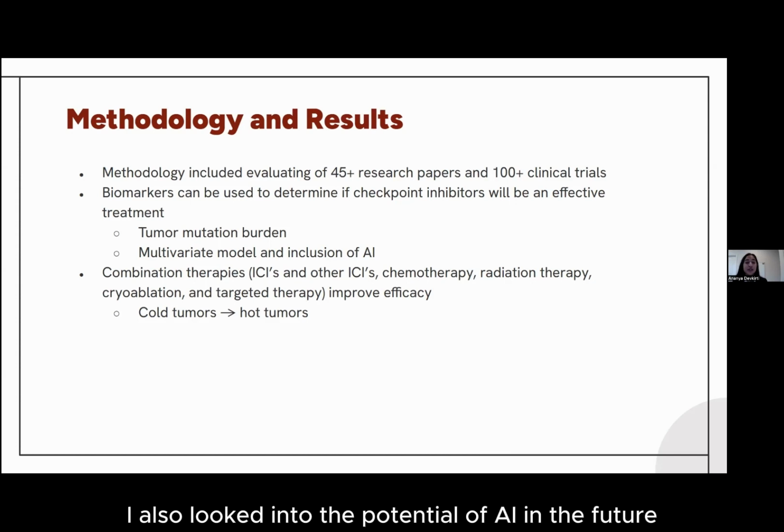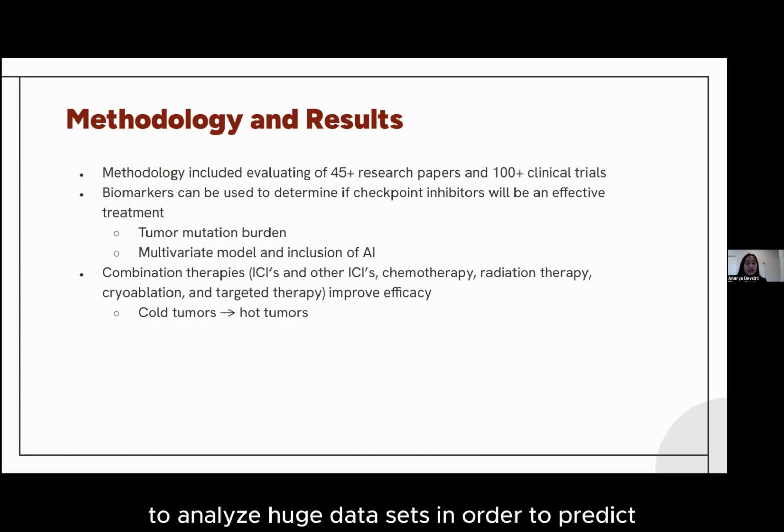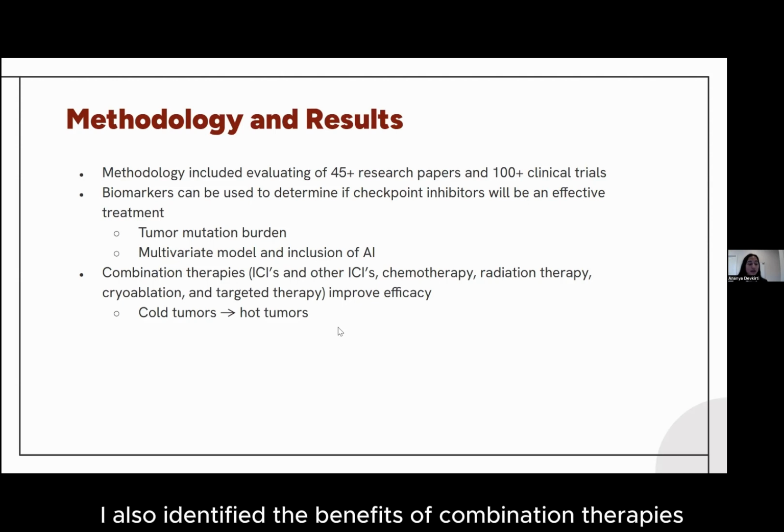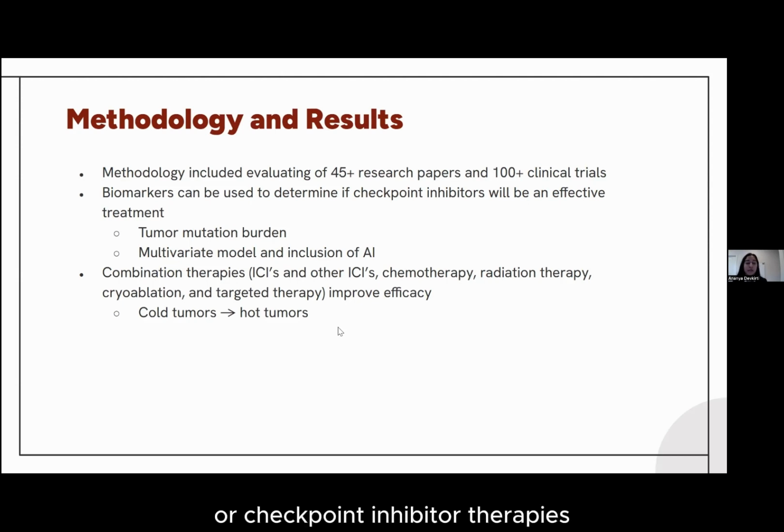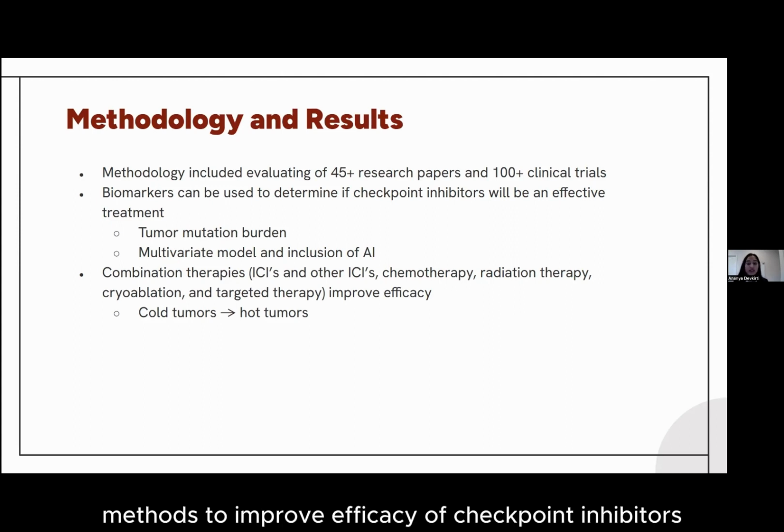I also looked into the potential of AI in the future to analyze huge data sets in order to predict responses to checkpoint inhibitor therapy and eventually even develop treatment plans in a way that human physicians are unable to. I also identified the benefits of combination therapies, or checkpoint inhibitor therapies combined with other treatments, in order to convert cold tumors to hot tumors. So these are all some of the methods to improve efficacy of checkpoint inhibitors.